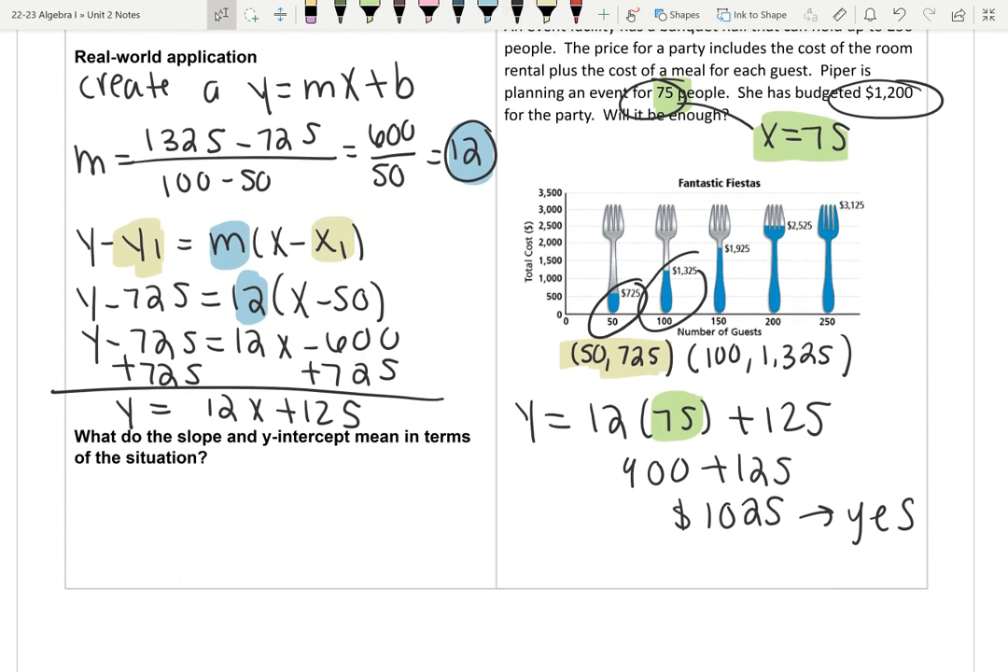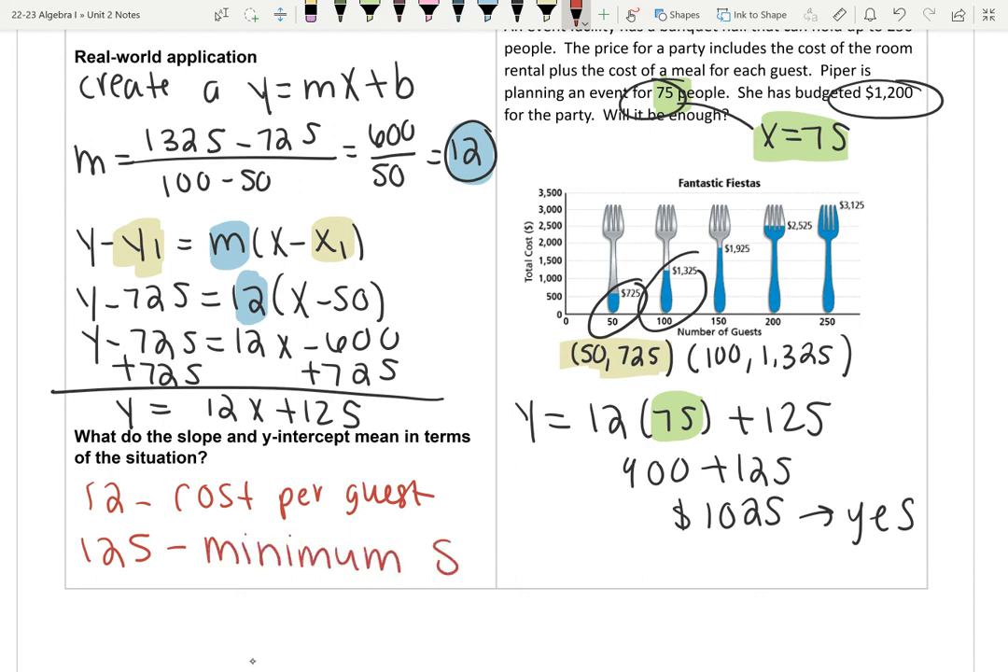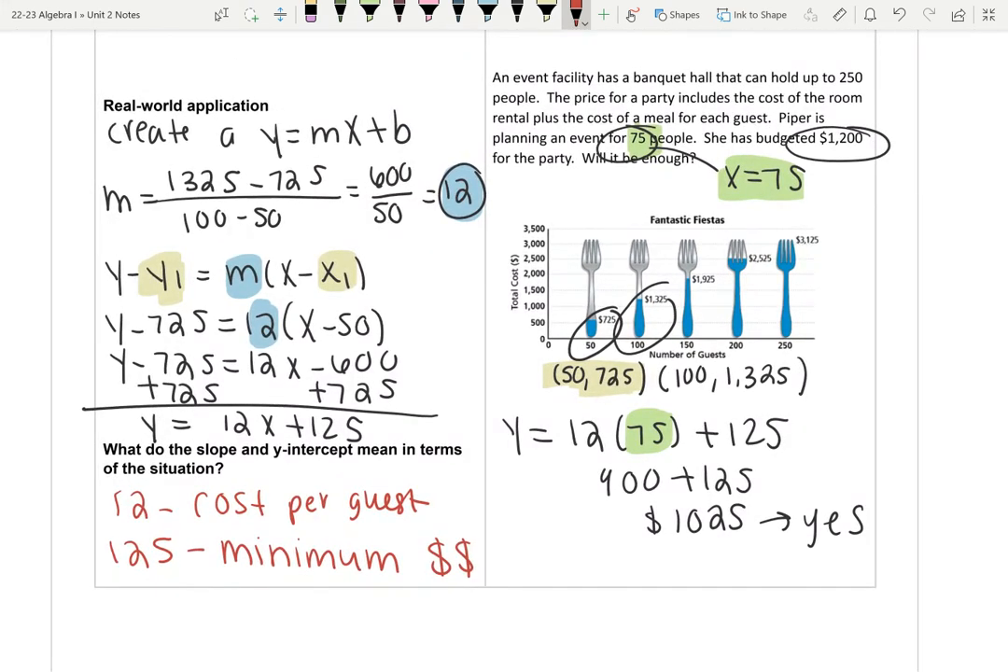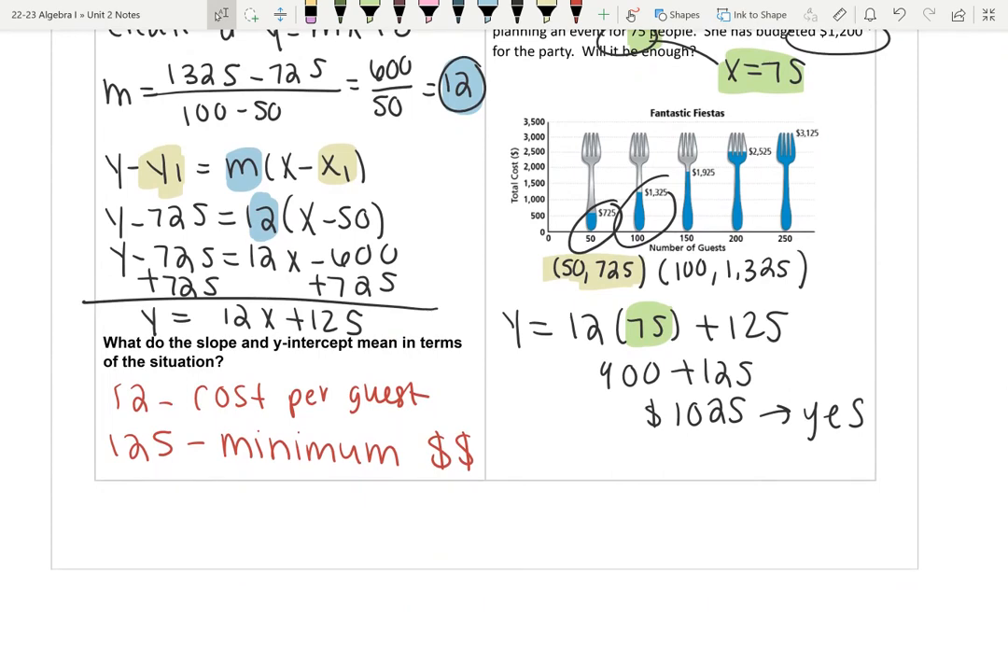The last question is what the slope and y-intercept mean in the situation. So that 12 is going to be the cost per guest. And then the y-intercept, that 125, is going to be like the minimum payment or something. You don't know exactly because it doesn't tell you in the problem, but it's some kind of down payment, minimum cost, the cost of the room. So I'm going to put a minimum amount. So you have to at least pay 125 to be able to even rent the room. And that is all for those notes.